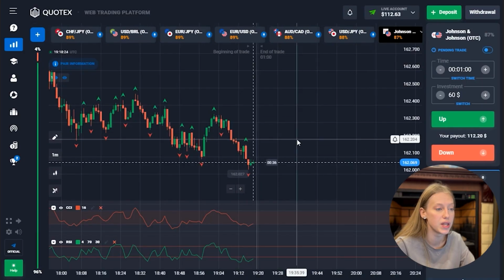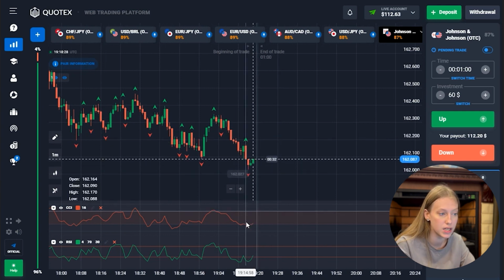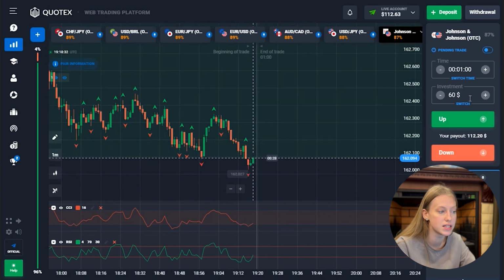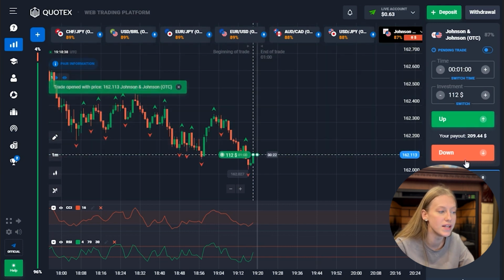The first thing I notice here is the fractal below the candles. The second signal for the 1-minute strategy for beginners is the RSI and the CCI indicators. They are at 130. This means that we can open a trade for 1 minute, and I'm 100% sure that we will make a profit again. Let's see what happens.